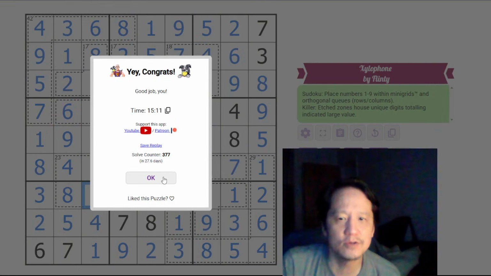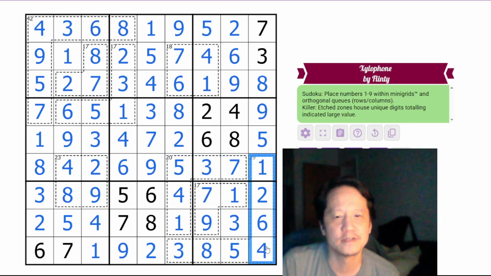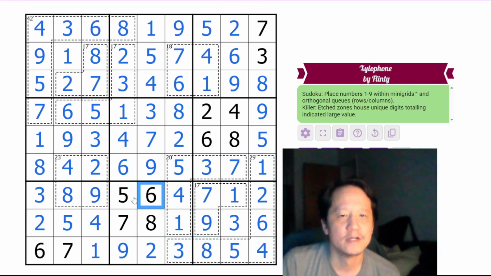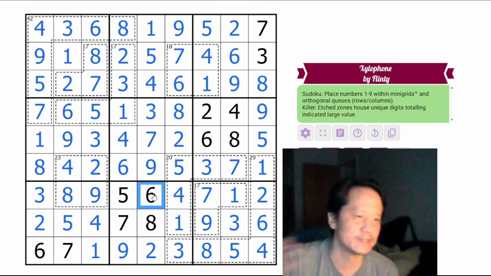Good job, you. Thank you. I'm not sure what the reference of xylophone is to any of these. I don't even know how this works as a xylophone for these parts, but anyways.